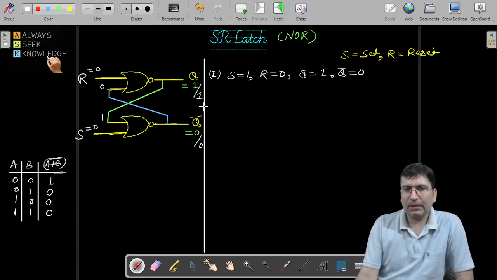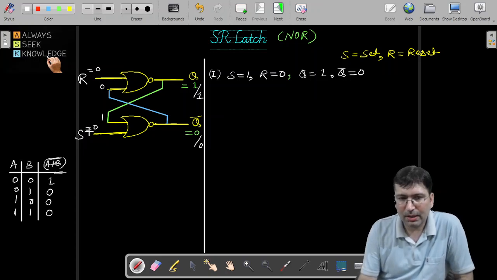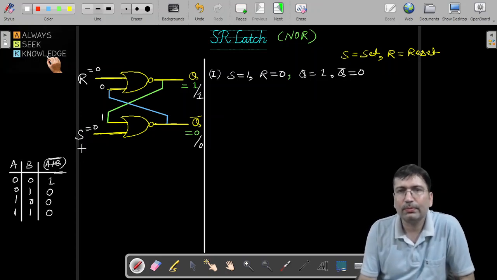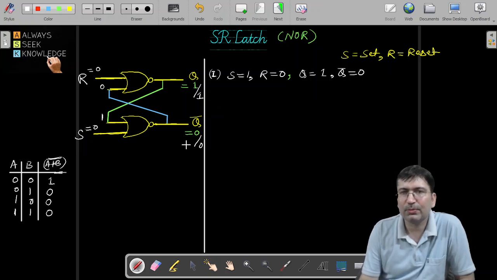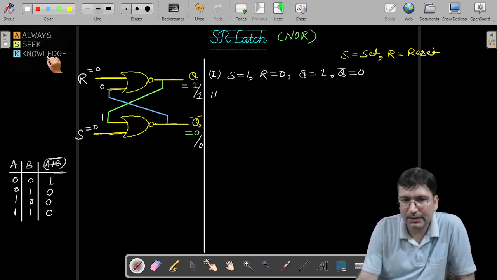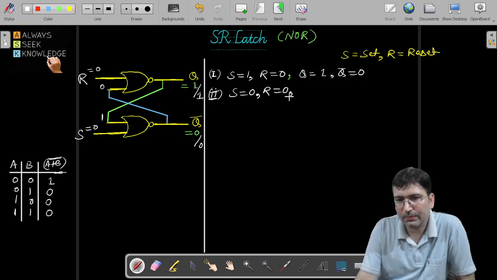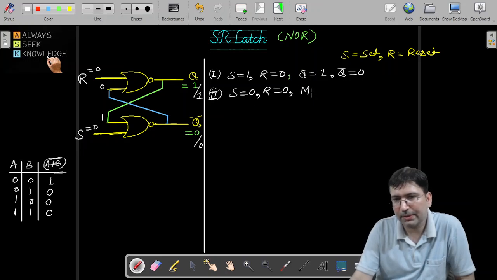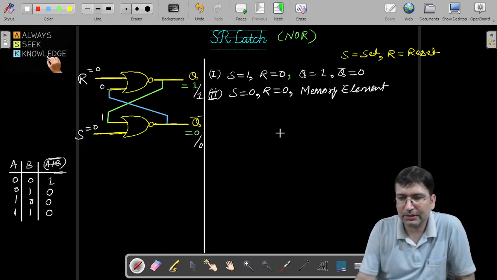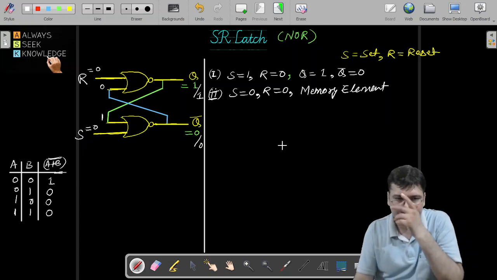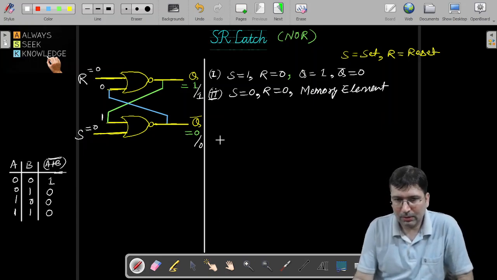So in any of the scenarios, in case you are having R and S both 0, then the previously generated state is preserved. And in that case, let's say this is case 0 or case 2, in which I am setting S as 0 and R is also 0. This makes this particular circuit a memory element. So I have talked about memory elements in the previous lecture. Okay, so this circuit is working as a memory element, right?